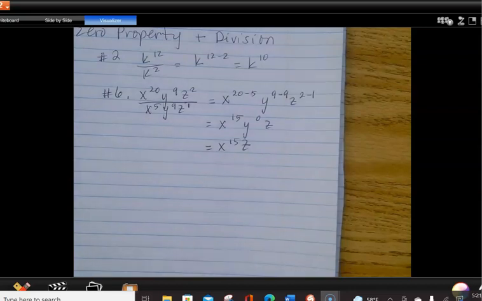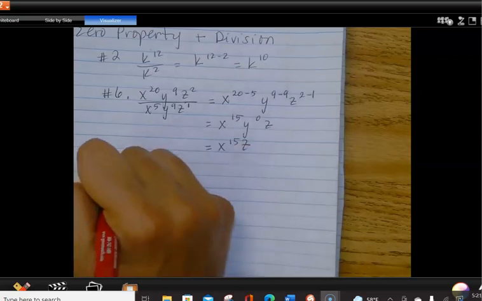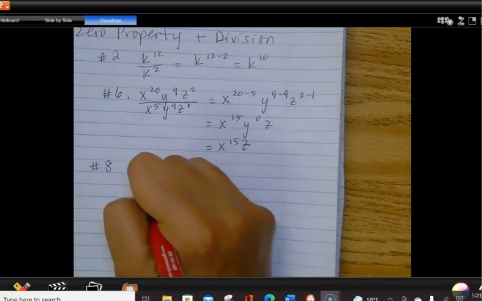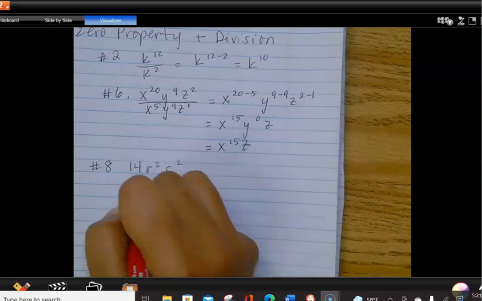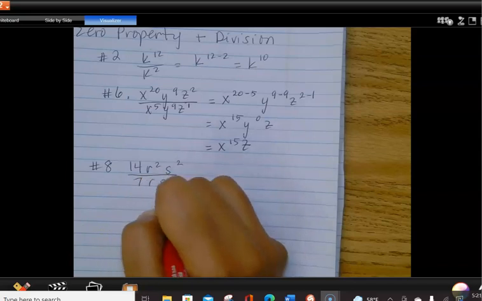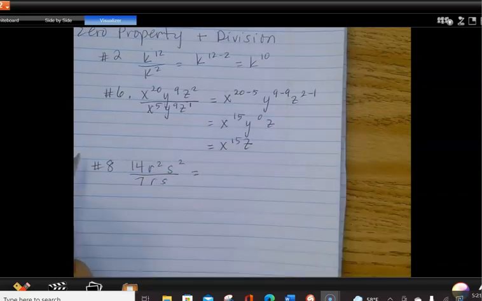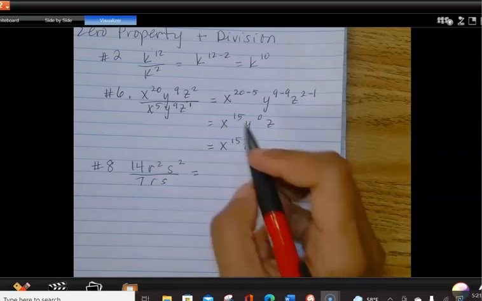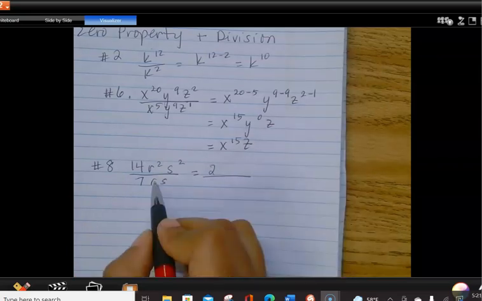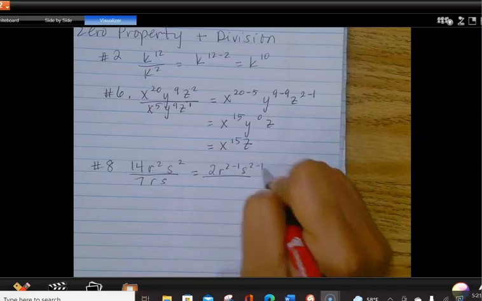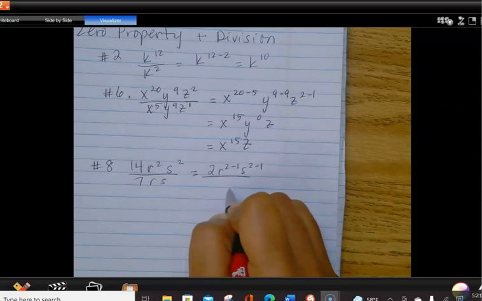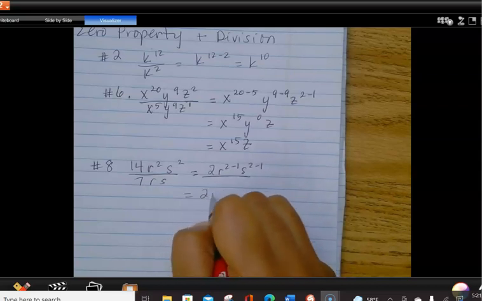Let me go to number 8. I have 14 r squared s to the 2nd over 7 r s. Do not overcomplicate the coefficient parts. 14 divided by 7 is just 2, so I'm going to put that in the numerator. Then I have r to the 2 minus 1, s to the 2 minus 1. The final answer is there's nothing in the denominator, it's just 2rs.